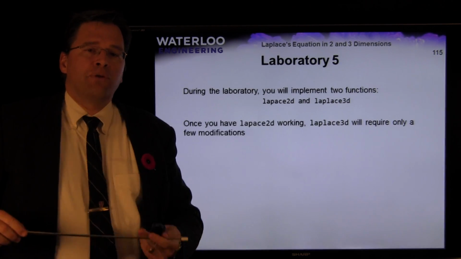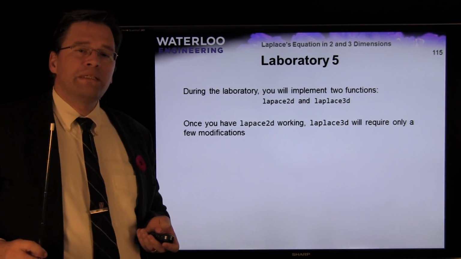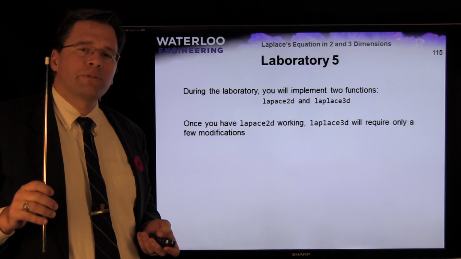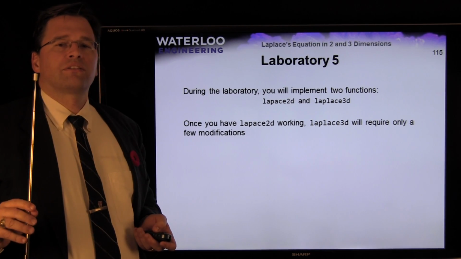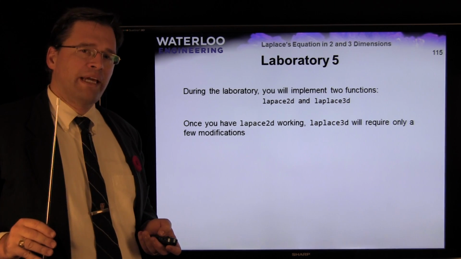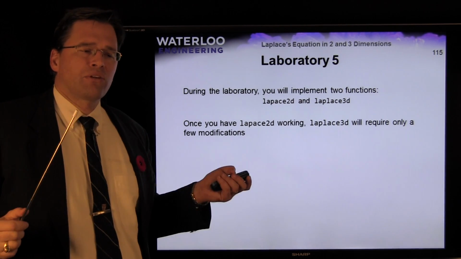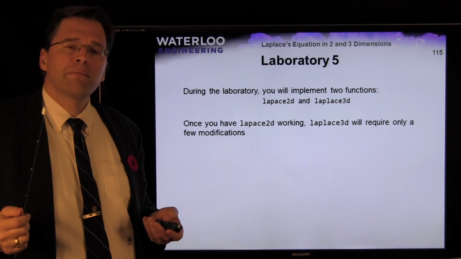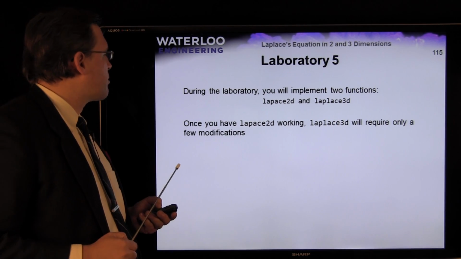Now, during the lab, you are going to implement Laplace 2D and Laplace 3D. Once you have Laplace 2D working, Laplace 3D only requires you to add one more loop. So I would strongly suggest that you do not start working on Laplace 3D until you have Laplace 2D working in all cases. After that, you're just making functional changes, adding an extra loop here or there, not much else, maybe a few other changes, but that's about it. And that will give you the solution to Laplace's equation in 3 dimensions.